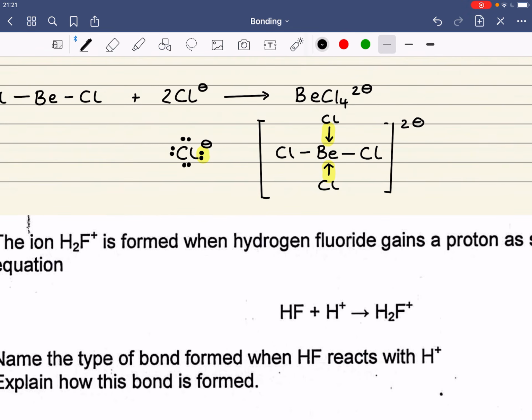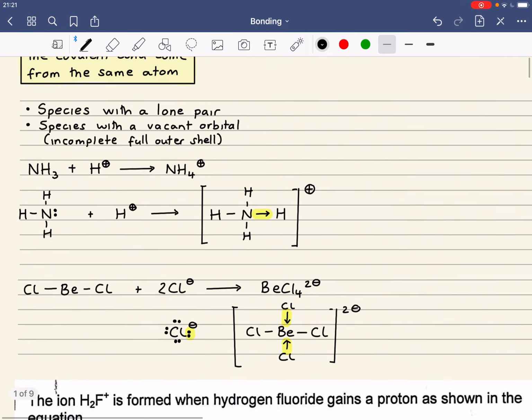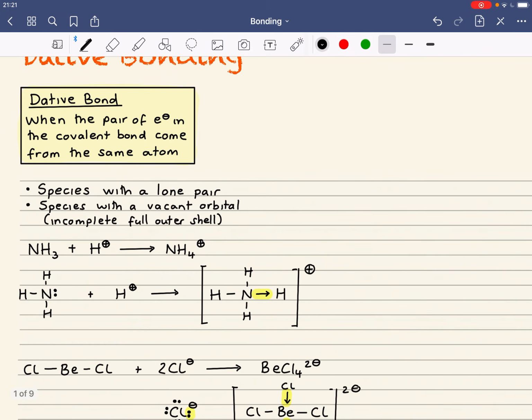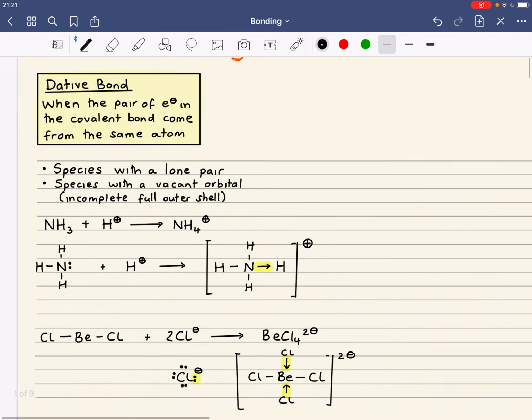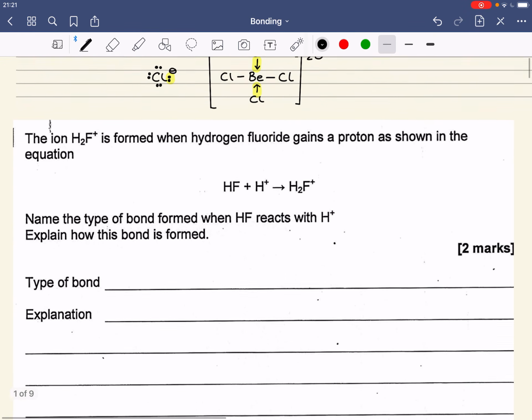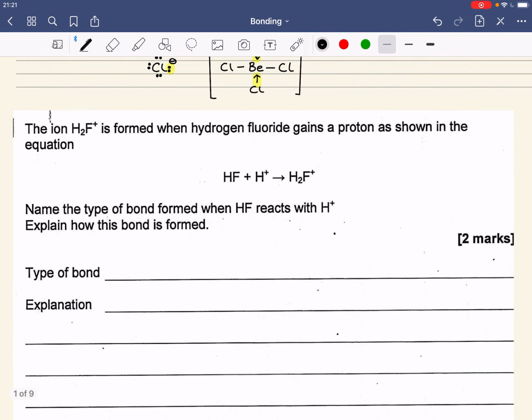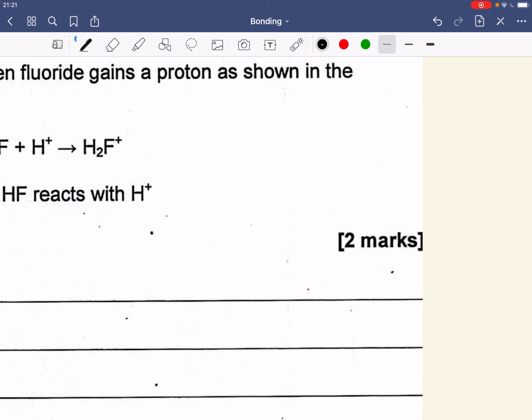Now, we've said what a dative bond actually is, but in an exam, they normally want you to explain how it's formed. We've got an exam question here where it says an H2F+ ion is formed when a hydrogen fluoride gains a proton, as shown in the equation. Now, it's not shown, but in this HF, the fluorine here has got 3 lone pairs of electrons.